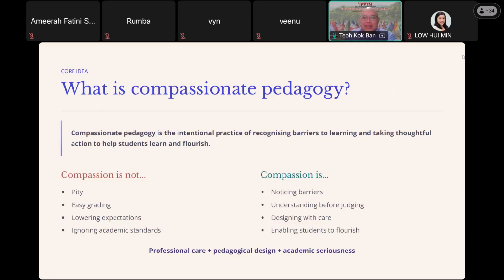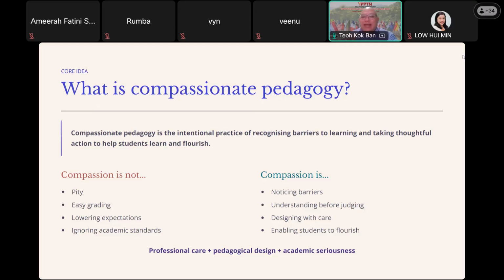So, for today's session, I want to keep the definition very simple. Compassionate pedagogy is the intentional practice of recognizing barriers to learning and taking thoughtful actions here to help students learn and flourish. So over here, I would say there are two important parts.